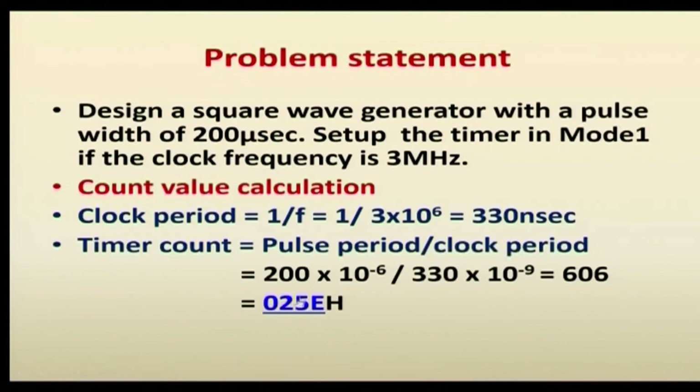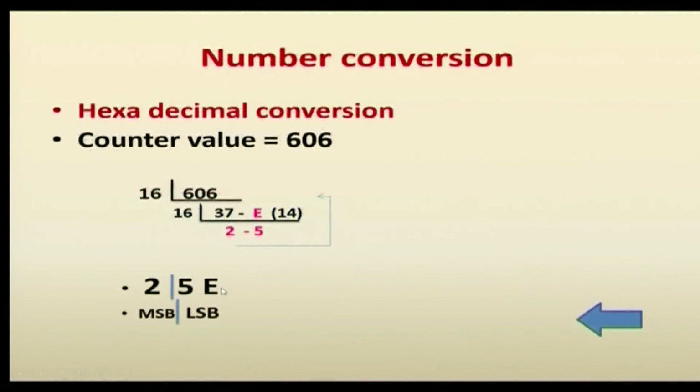In LSB we have to initialize 5E, in MSB we have to initialize the value as 02. Now I will show how to get the value 25E. This is a simple number conversion. 606 is a counter value, and 606 is converted into hexadecimal by dividing by 16. First we divide by 16, we get 37, and the remainder is 14.